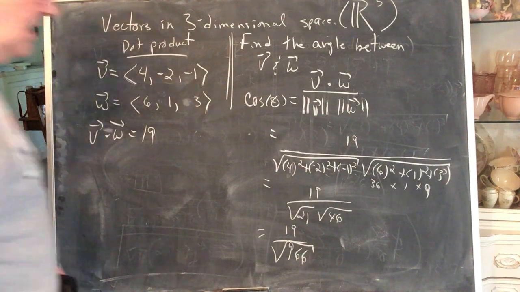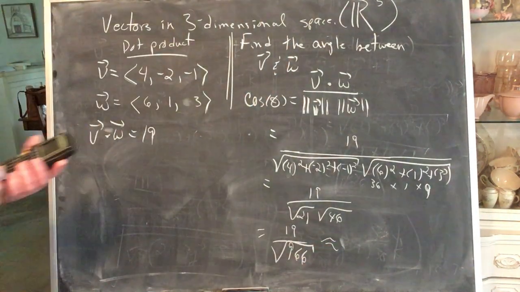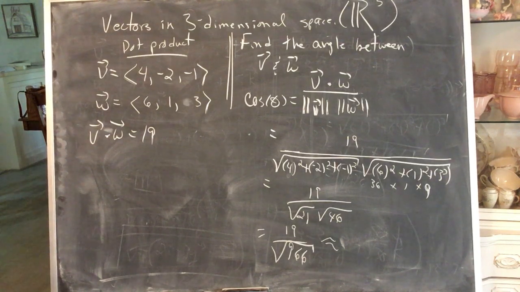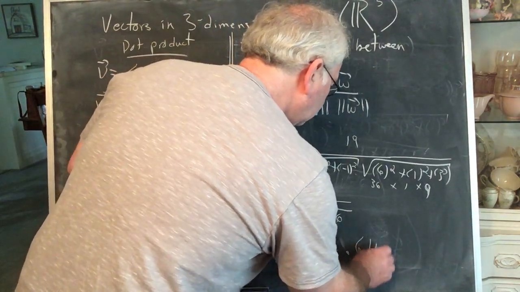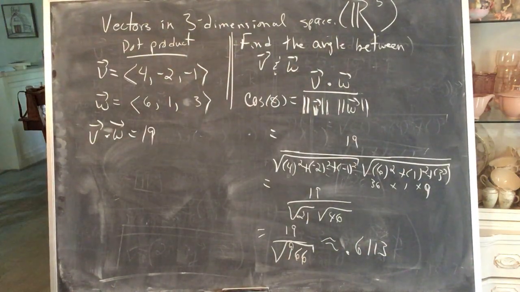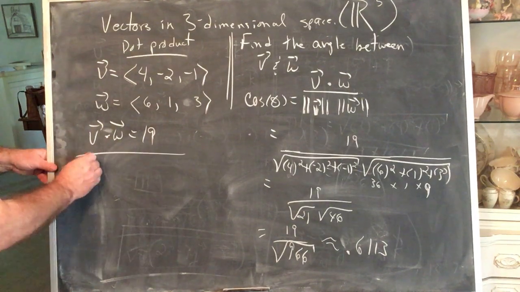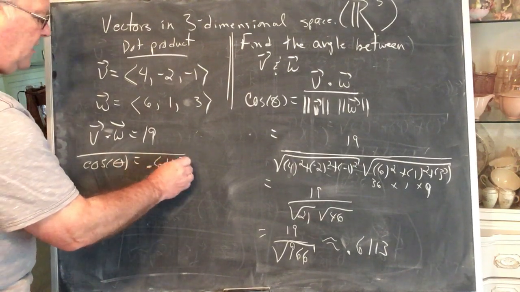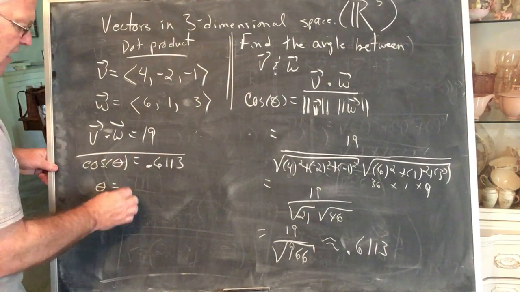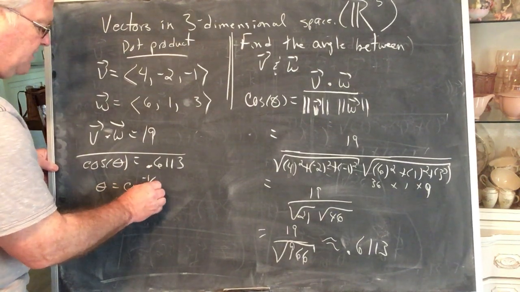And so if we want that as a decimal approximation, I have 19 divided by the square root of that value is approximately 0.6113. Accurate to 4 decimals, that's 0.6113, rounded to 4 decimals. And so let me bring this over here. So if we have cosine theta is 0.6113, then theta is, this is an approximation, cosine inverse of the number we just found.